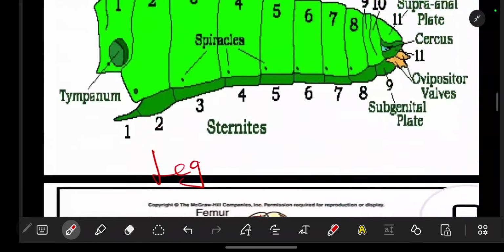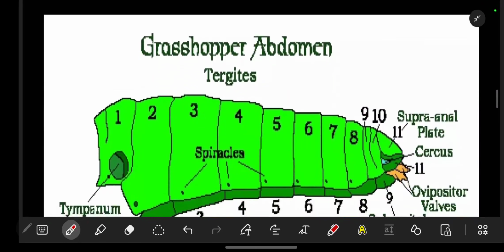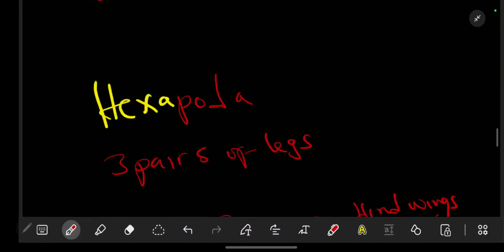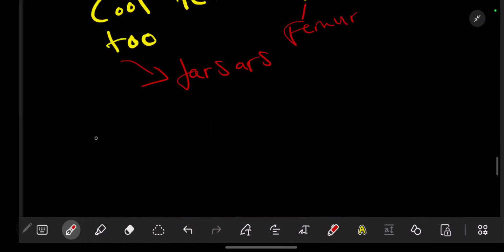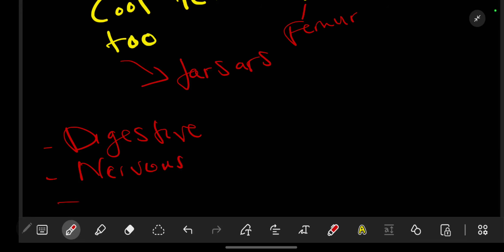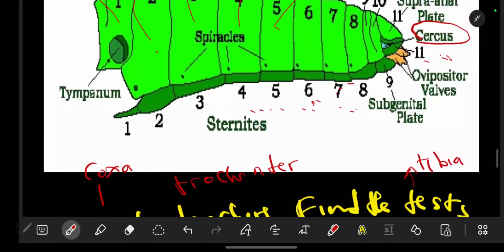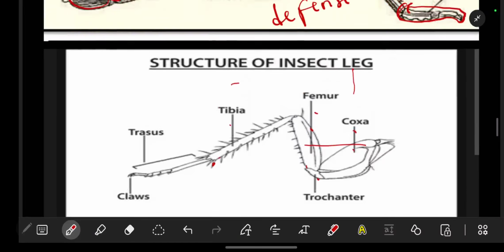The other important detail about the abdomen is that it houses the digestive, respiratory, and the nervous system. So this is where we find the digestive. We have the nervous system, and we have the other one which we have talked about, which is the respiratory. All these are found in the abdomen. So basically, those are the parts of the insects.